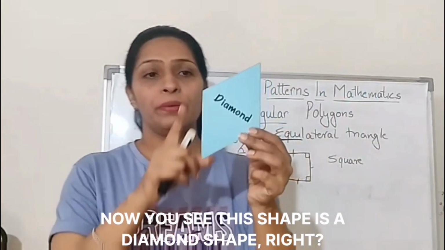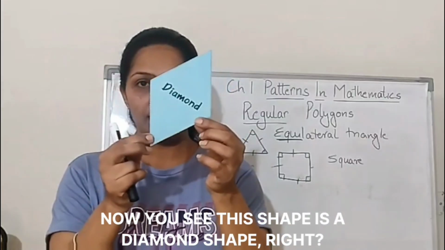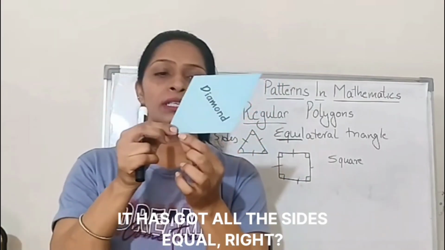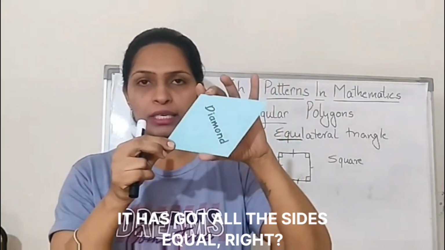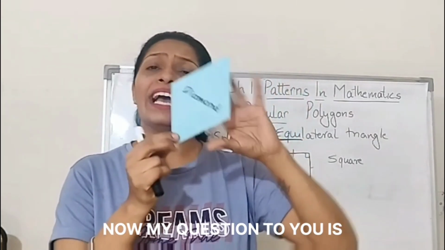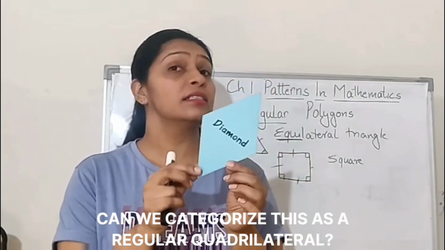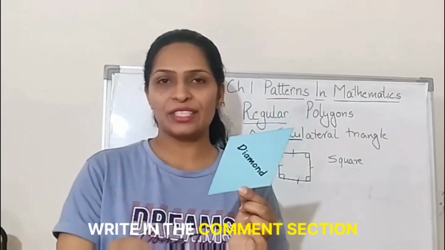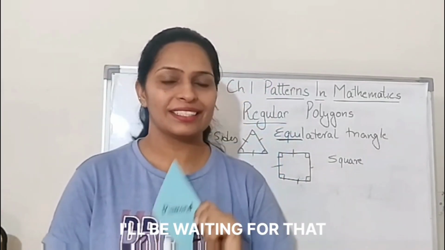Again, my question to you is, this shape is a diamond shape, right? And we also call it a rhombus. It has got all the sides equal, right? Now my question to you is, can we categorize this as a regular quadrilateral? Yes or no? Write in the comment section. I'll be waiting for that, right?